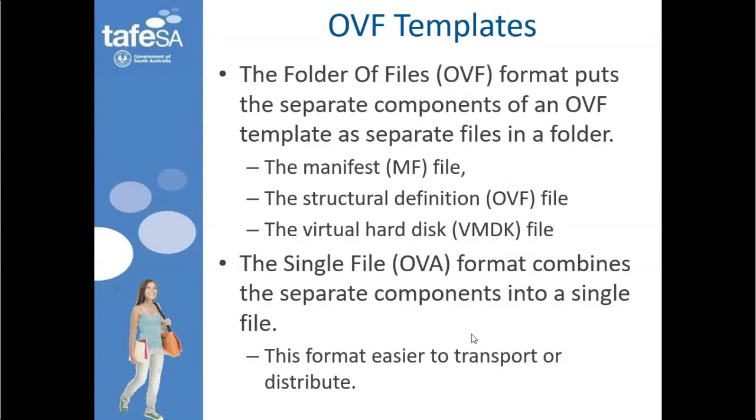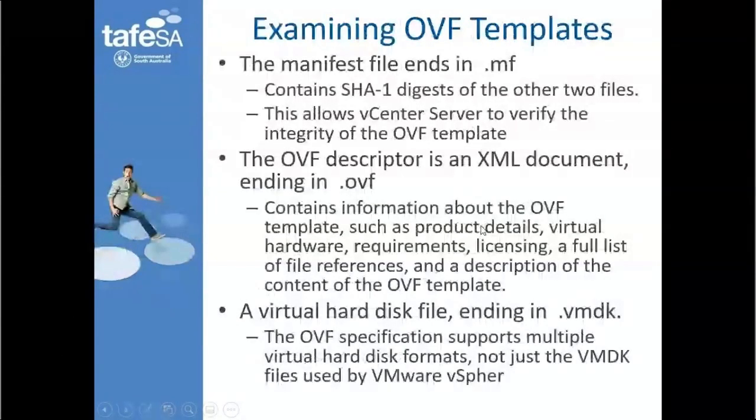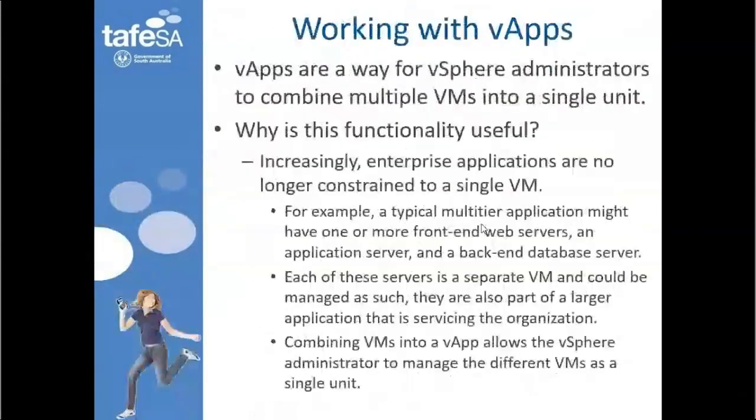An OVA is a single file that combines all these separate components into a single file. This format is easier to transport and distribute because it's just one file. Whereas this OVF has multiple files. So if you don't get every one of those files, you could have a problem. Let's examine an OVF template. Let me see. No pictures.